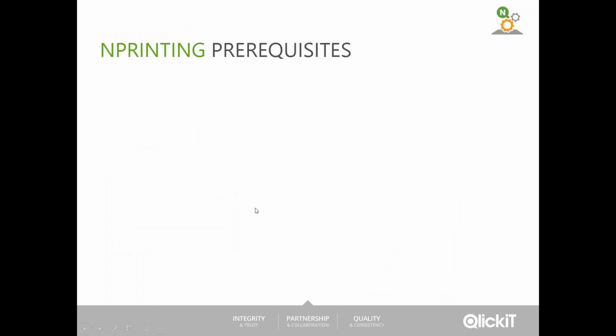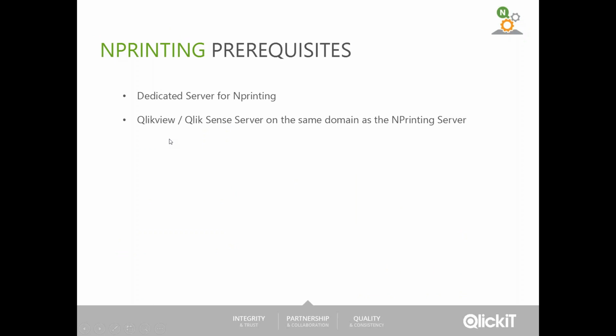So what do you need in order to get this fantastic piece of software? Well, the prerequisites is that really you need a dedicated server for NPrinting. Don't try to put it onto your QlikView or QlikSense server. The two will contend with each other. The QlikView and QlikSense server, either or and, need to be on the same domain as the NPrinting server.